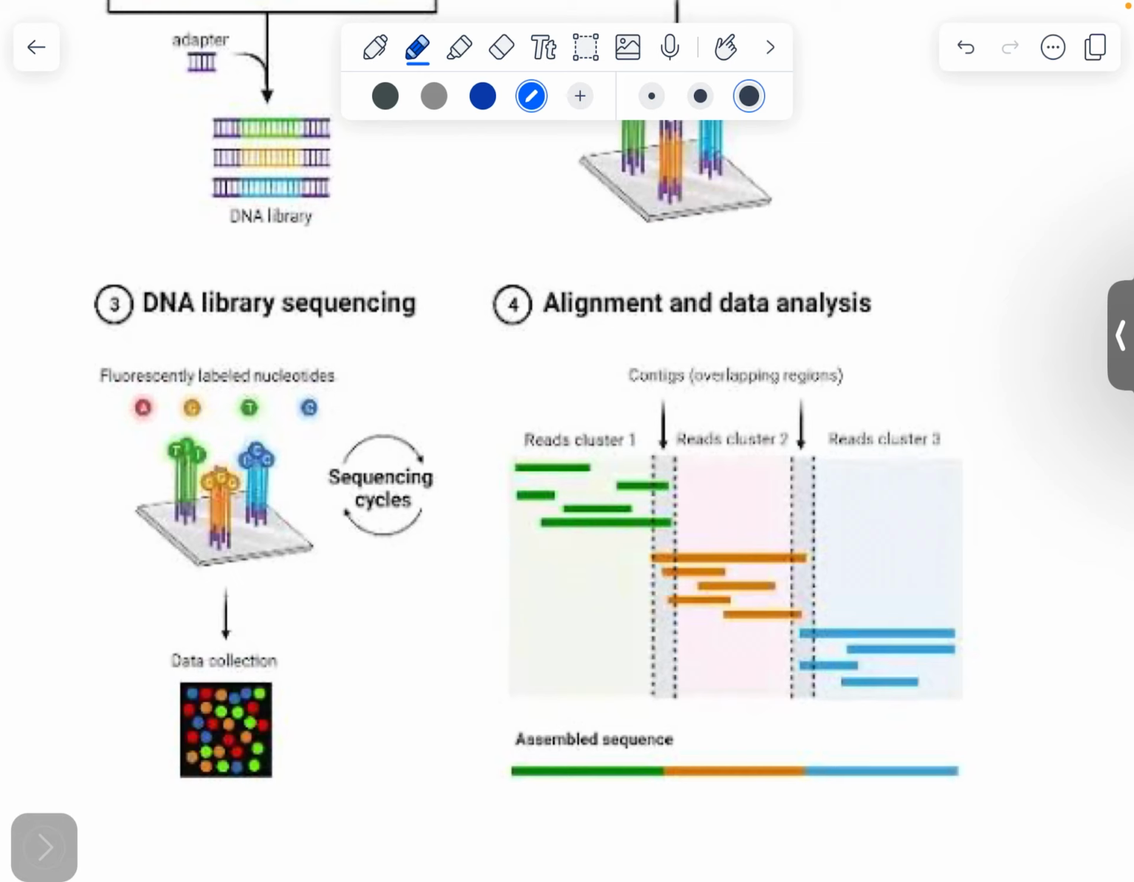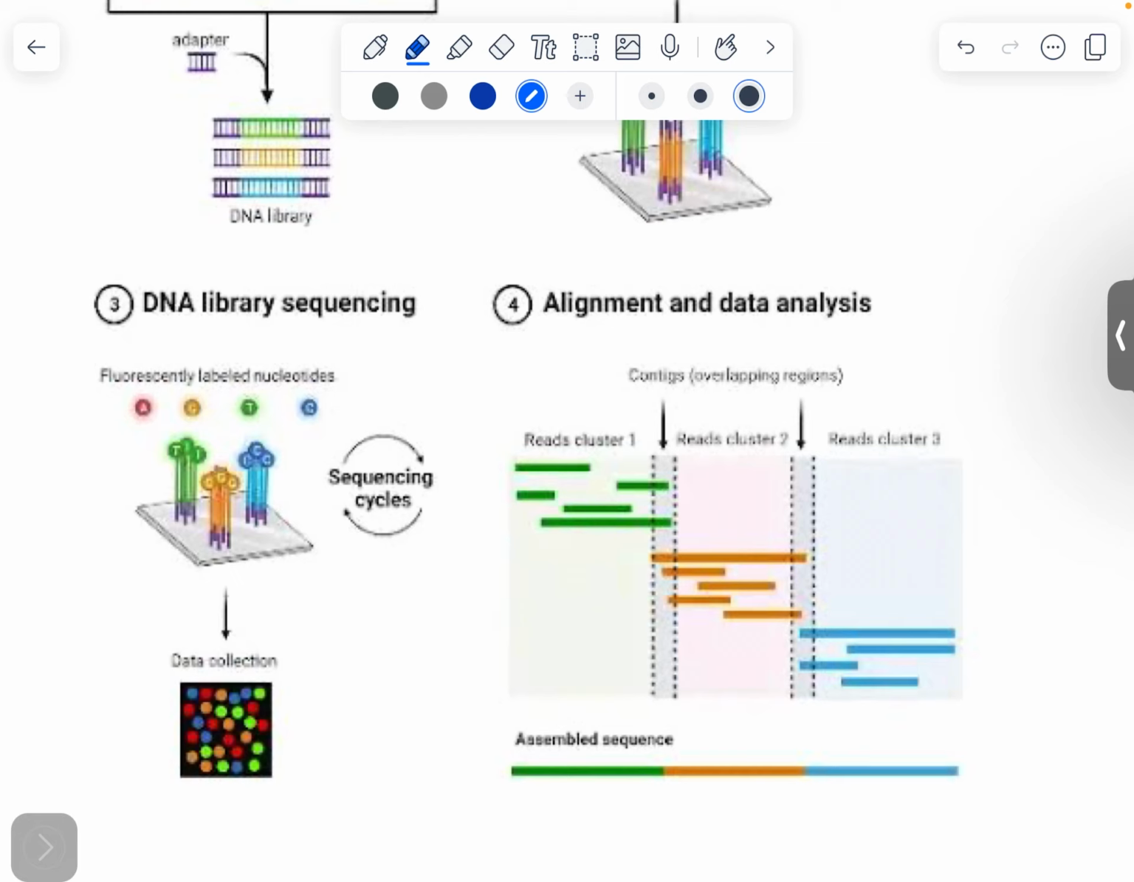We have reference genomes for organisms, and on NCBI we can find reference genomes. So we can get the reference genome sequence from NCBI, and then we can match our reads with this reference genome. Suppose some changes are observed in the reads with respect to the reference genome.